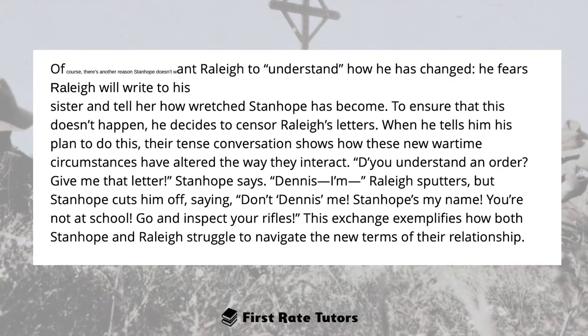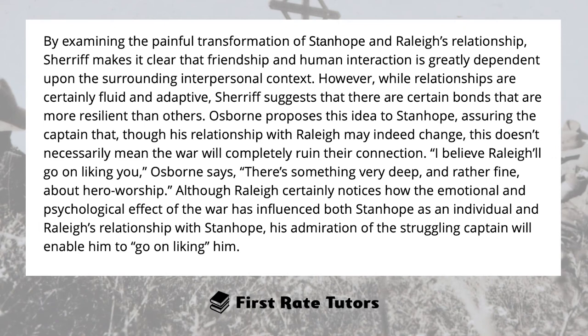Of course, another reason Stanhope doesn't want Raleigh to understand how he's changed is because he fears Raleigh will write to his sister and tell her how wretched Stanhope has become. To ensure this doesn't happen, he censors Raleigh's letters. And in their tense conversation, we find that Raleigh is unable to adjust to these new wartime circumstances. However, the rough exchange that they have exemplifies how both Raleigh and Stanhope struggle to navigate the new terms of the relationships during the war.